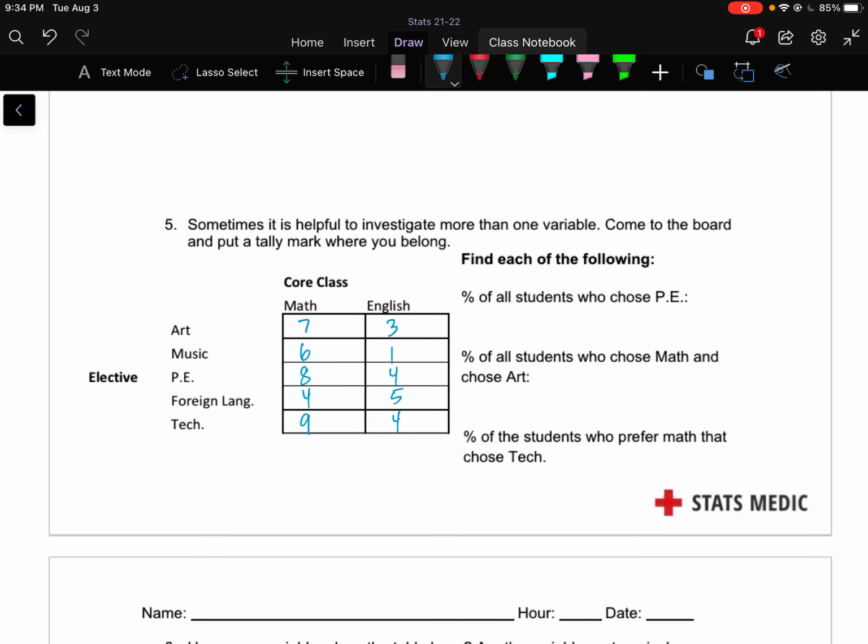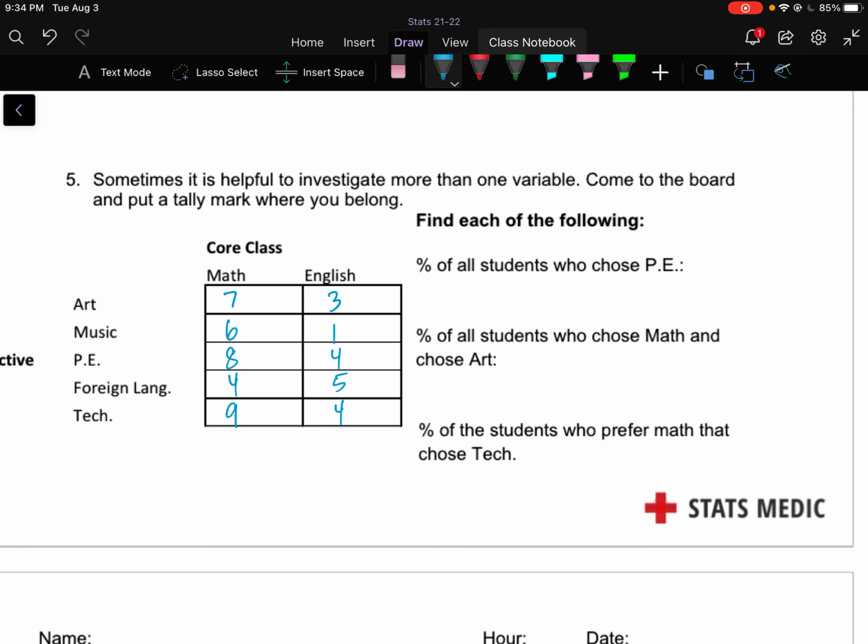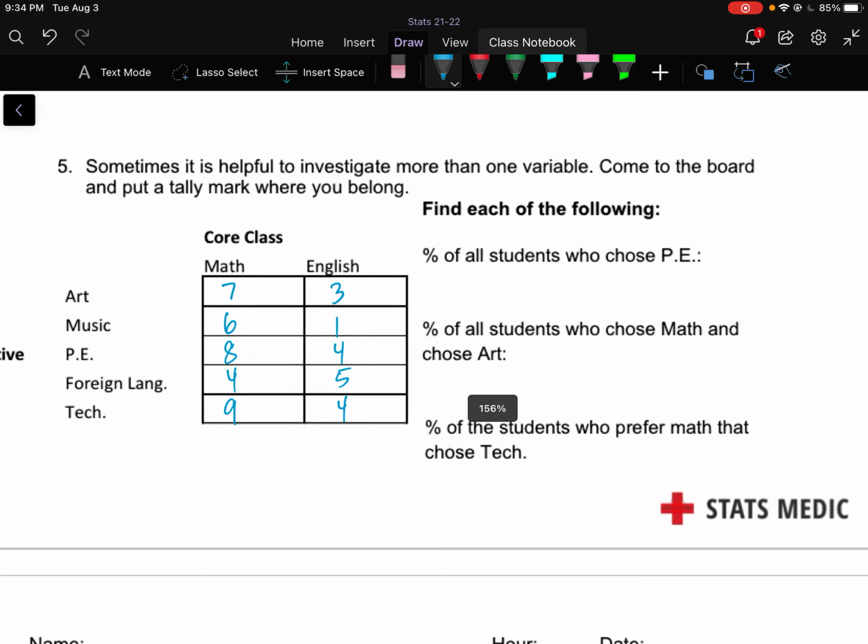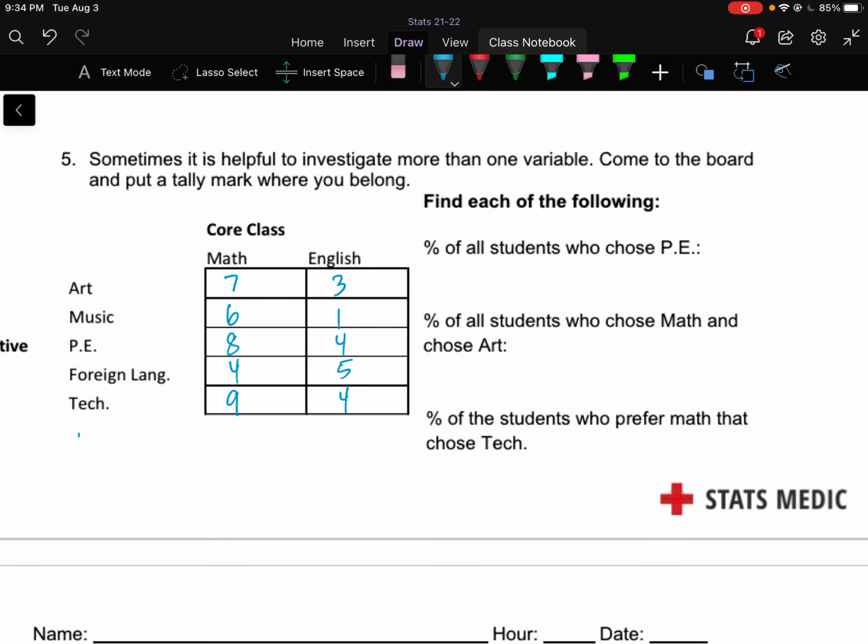All right, so for question 5, they want us to figure out all these percentages. And so we actually need to do something before we calculate the percentages. We need to figure out the row totals, the column totals, and then the grand total or the table total for this data set. Okay. So I'm going to add an extra label here that says total, and we'll add an extra one over here that says total as well. And we're just going to start adding this up.